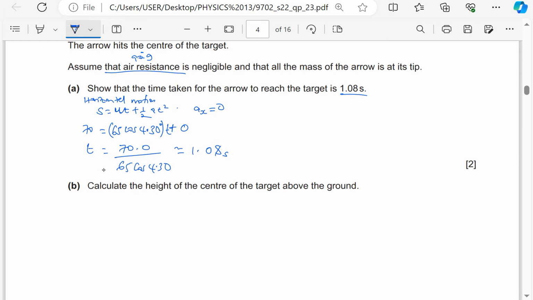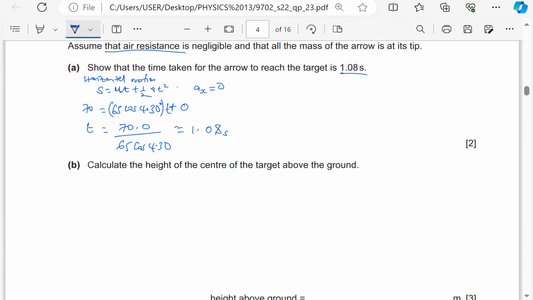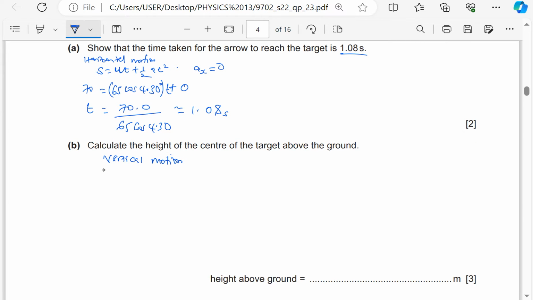Calculate the height of the center of the target above the ground. Height of the center of the target. So first here I'm going to consider vertical motion because height is in the vertical, so I'm considering vertical motion. And if I use S equals UT plus a half AT squared, we want to calculate the height of the center of the target above the ground. So S is going to be initial velocity.